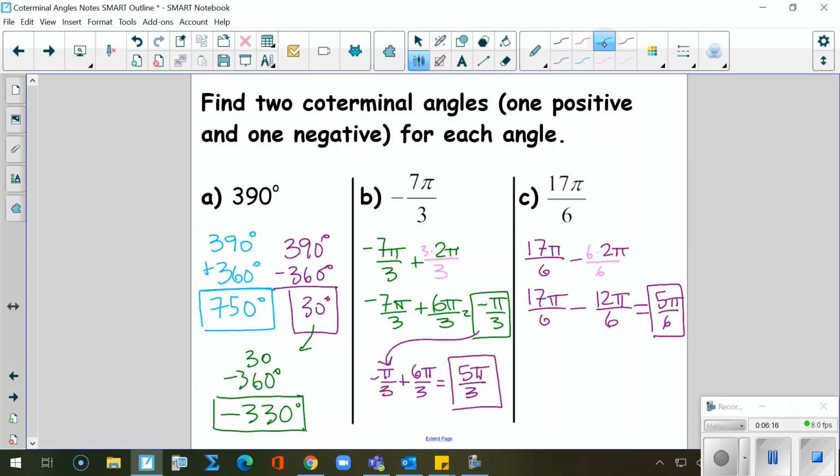Let's subtract again. Common denominator, 2 pi is the same as 12 pi over 6. And by subtracting 2 pi twice, we finally got a negative coterminal angle.